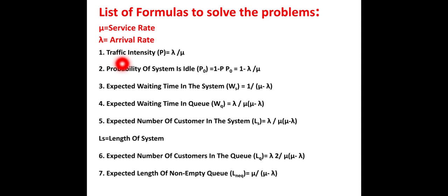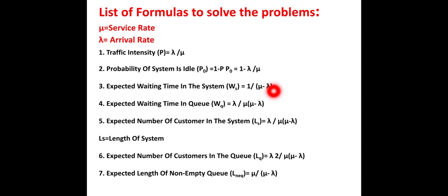First one is traffic intensity, denoted by P, and it is given by lambda divided by mu, that is arrival rate divided by service rate. Next, the probability that the system is idle, that is the system is free, is given by 1 minus lambda by mu, because traffic intensity, as I already told, means the system is busy, so 1 minus this will give idle time. Next, expected waiting time in the system, WS, is 1 divided by mu minus lambda.